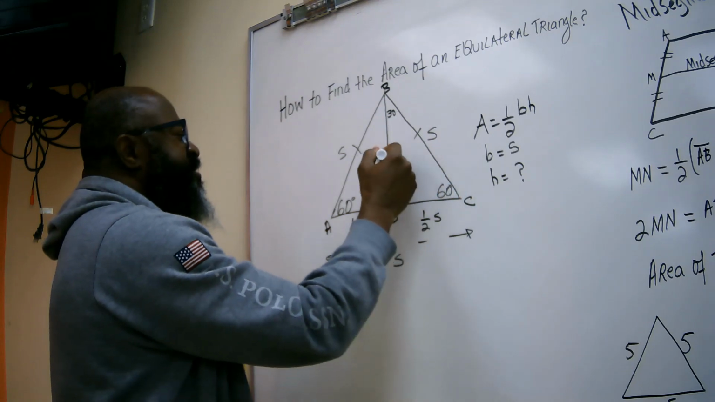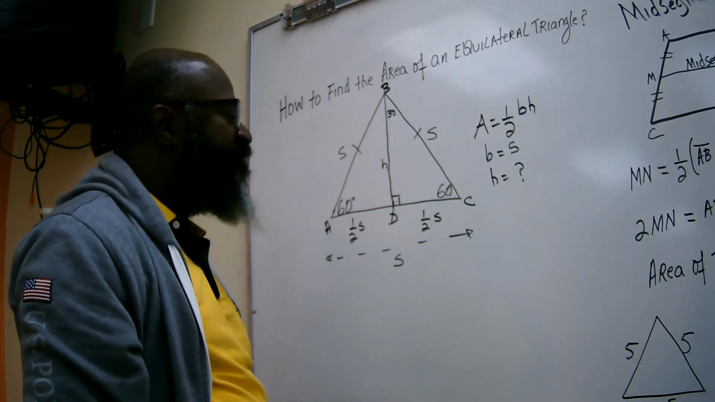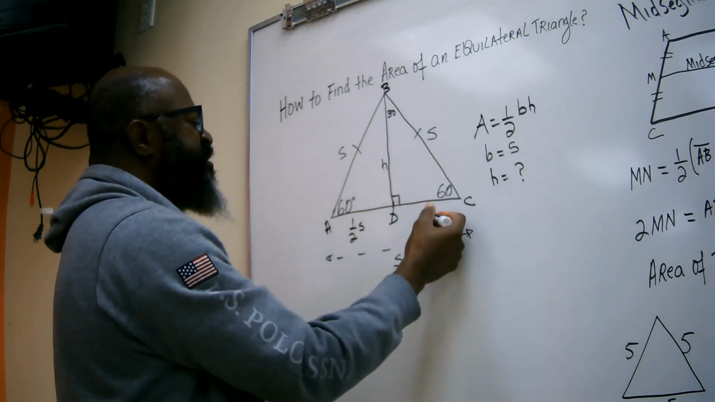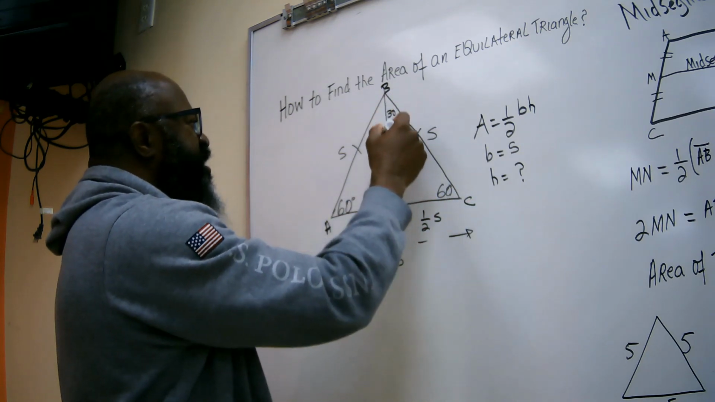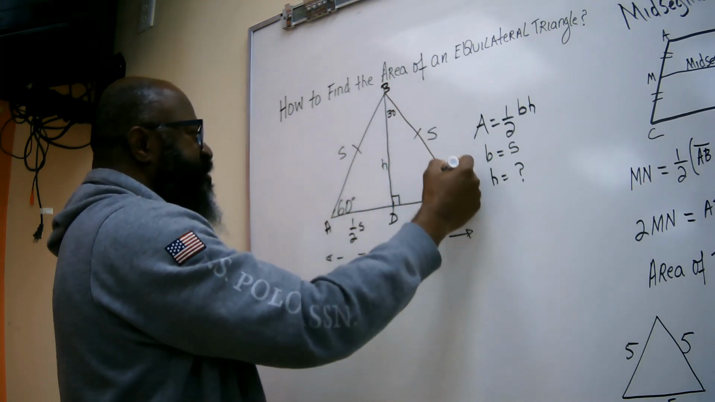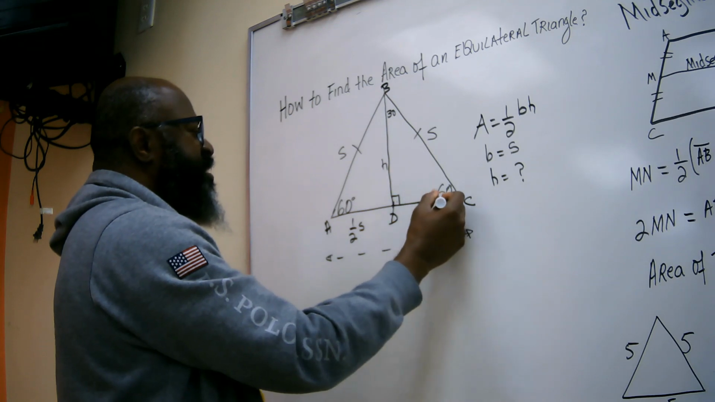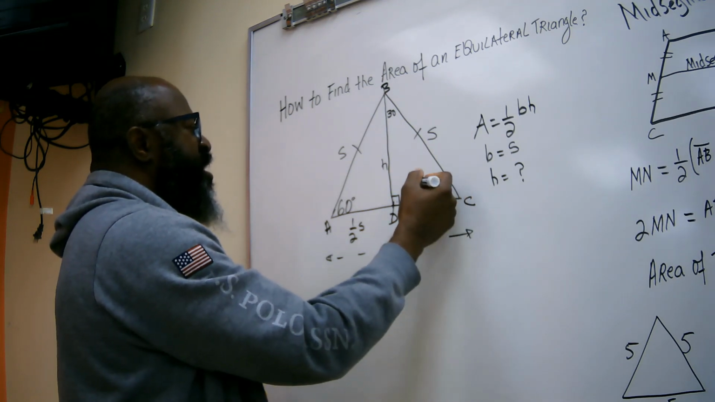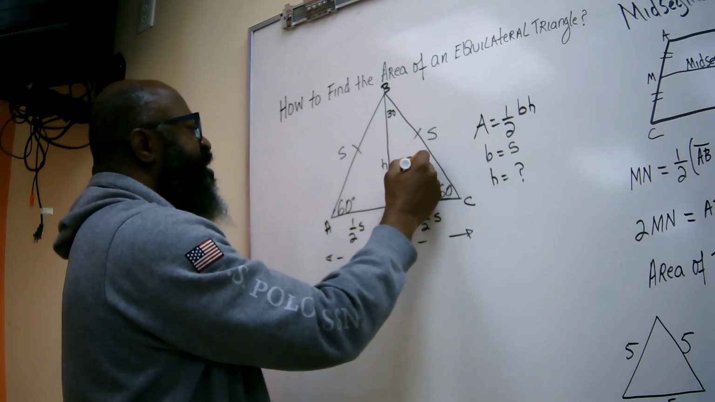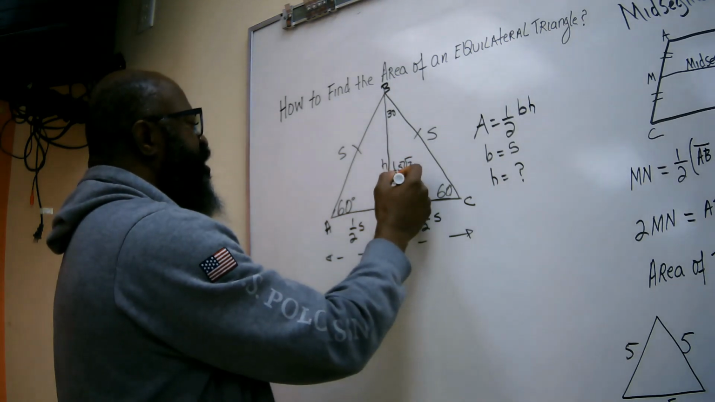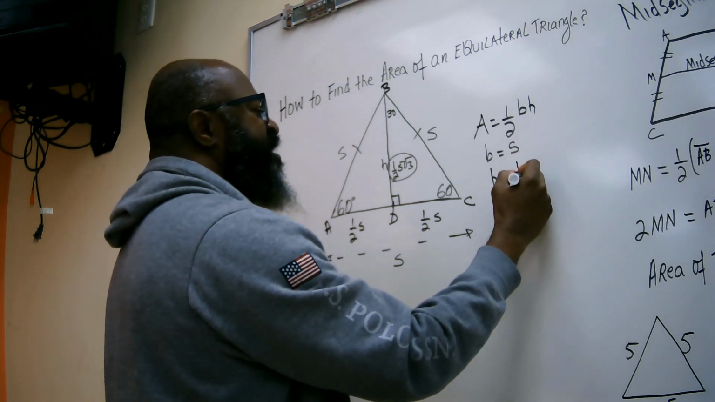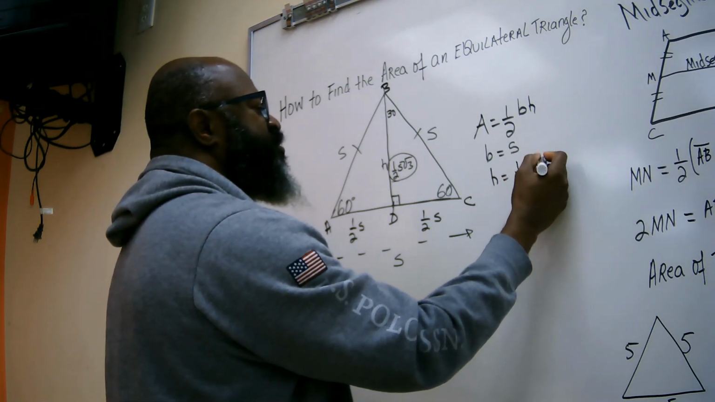Now, this H is going to become the long leg. In order to find the long leg, you can use the Pythagorean theorem, but this is the hypotenuse, this is one of the legs, and this is the other leg. In this case, we're going to use the special right triangle 30-60-90. The hypotenuse is S. The short leg is 1/2 S. So the long leg is the short leg, 1/2 S, times square root of 3. This is going to become the height of the triangle. So your height now is 1/2 S times square root of 3.